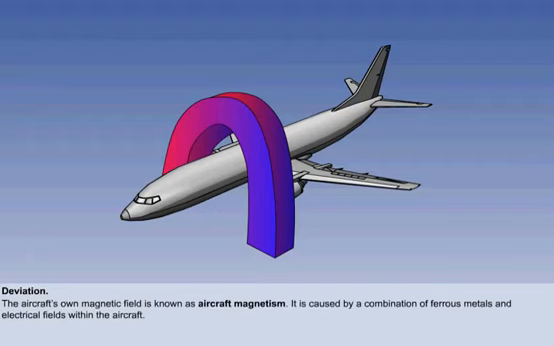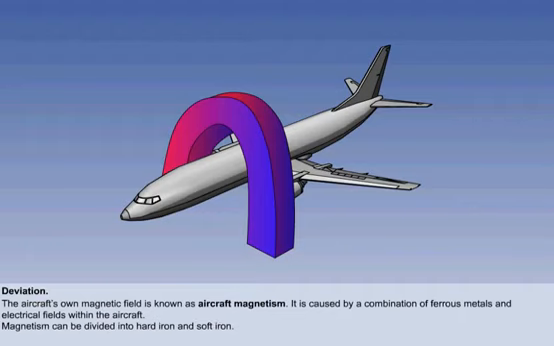The phenomenon which gives rise to the aircraft's own magnetic field is known as aircraft magnetism. Aircraft magnetism is acquired during the manufacturing process and subsequent use of the aircraft. It is caused by a combination of ferrous metals and electrical fields within the aircraft.